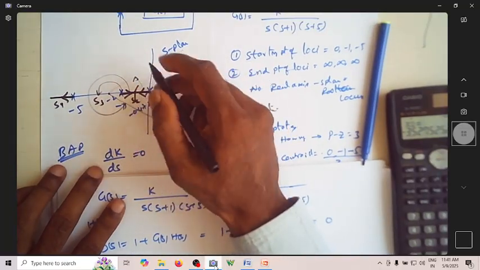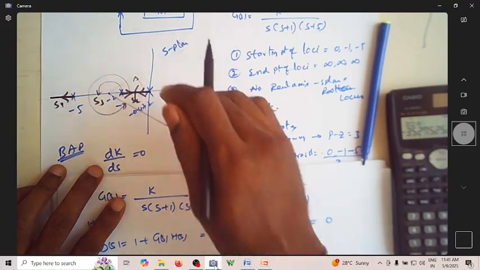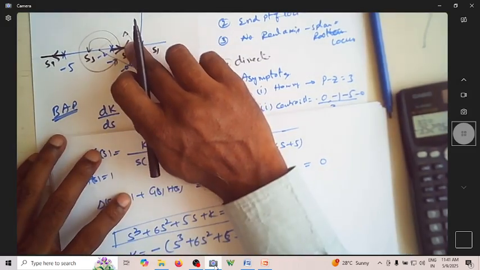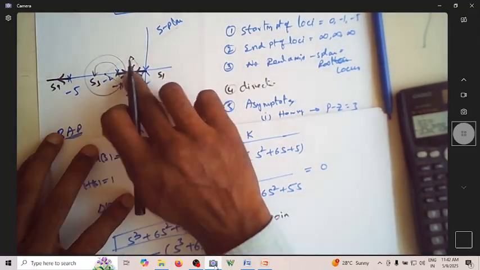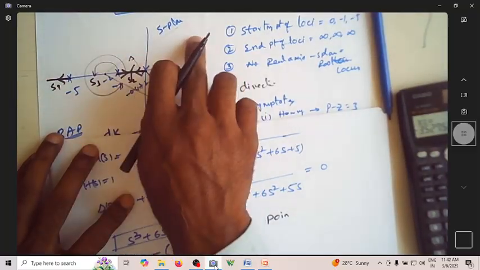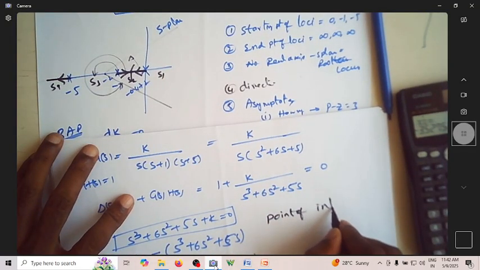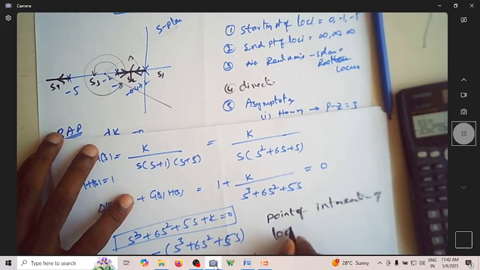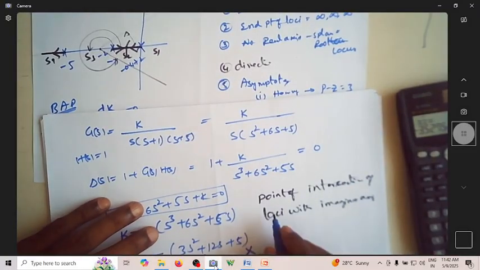infinity. Before we actually draw this line, let us find the point of intersection of this root locus on the imaginary axis. We know that this locus has to cross the imaginary axis to come to the right side. When it is going to the right side, it has to cross this imaginary axis. So we need the point of intersection of the locus with the imaginary axis. For that we need to write the Routh array.